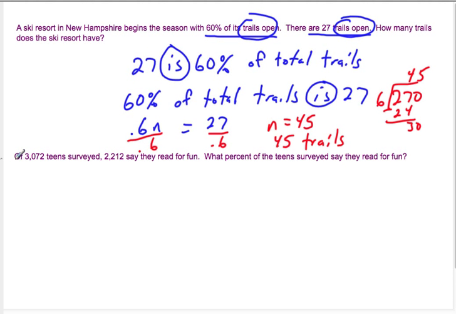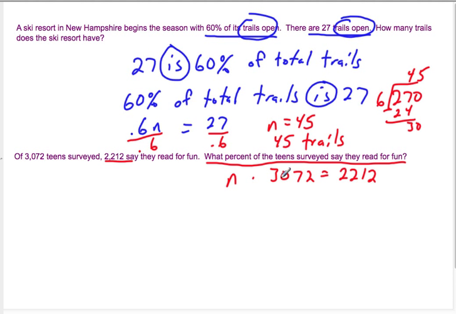Okay, let's try this next one. Of 3,072 teens surveyed, 2,212 say they read for fun. What percent of the teens surveyed say they read for fun? Well, this kind of does it right here, this whole question here. What percent, so that's our variable, n, of multiplication, teens surveyed, that's 3,072, say they read for fun, or is 2,212.